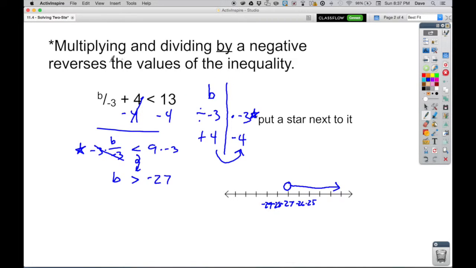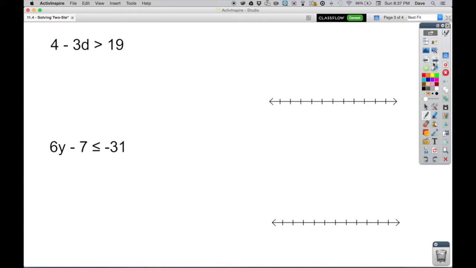All right, but the important thing here is just this idea that we solve multi-step inequalities like we solve multi-step equations. We use our roadmap technique. We undo things in reverse order. And the only thing different is this starred move, that when we multiply or divide by a negative, just like I multiplied by negative 3 here, I have to flip the inequality symbol. All right, so let's just take a look at a few more examples.